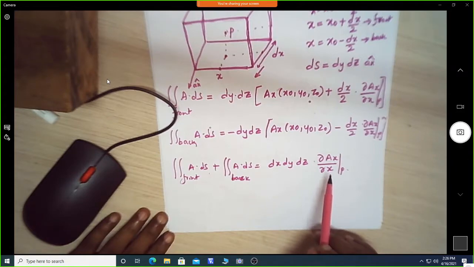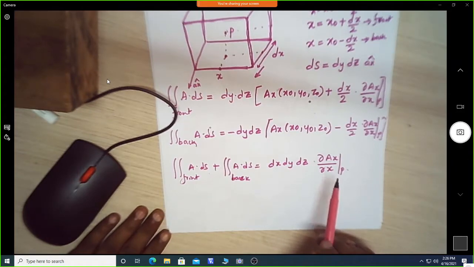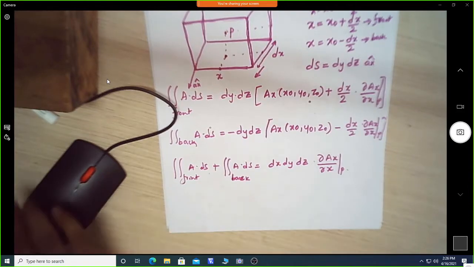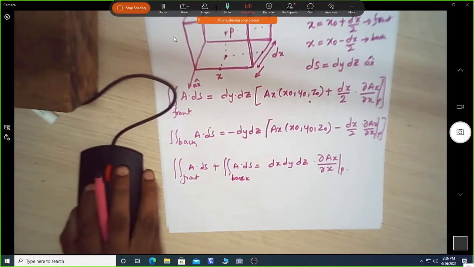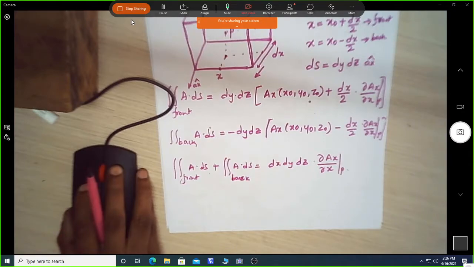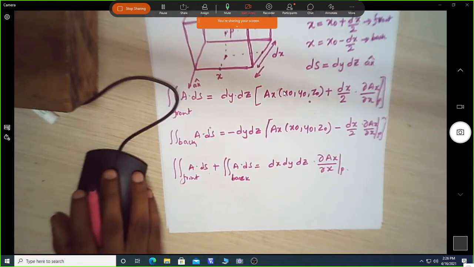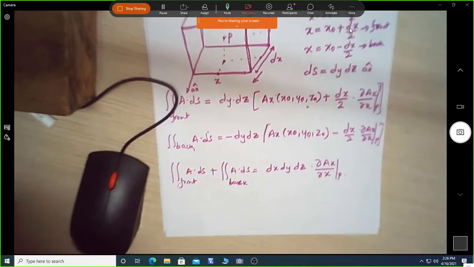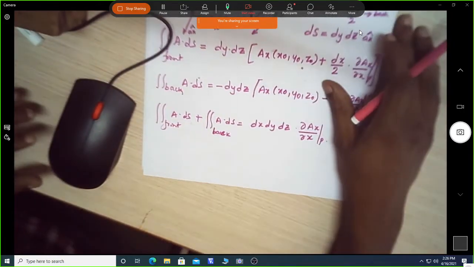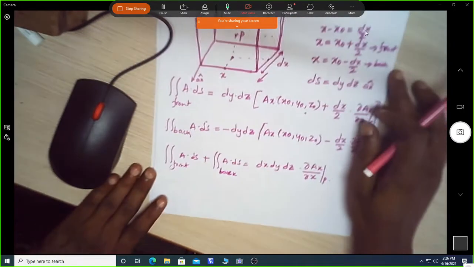Now is it understood? Hello? Any doubt in this? You have to tell me clearly. If you are not understanding, tell me at which point you are not understanding.